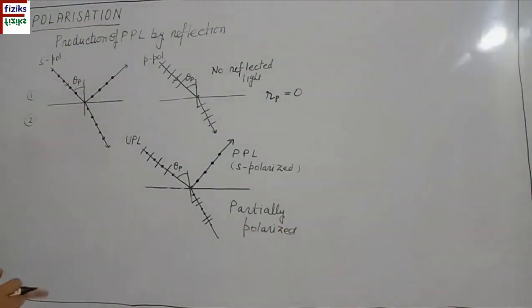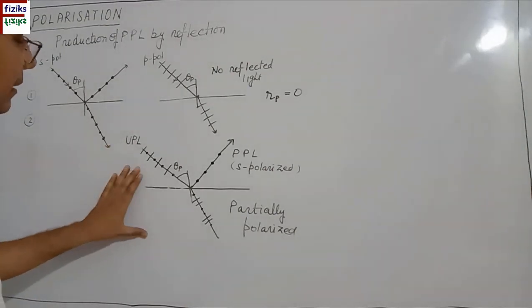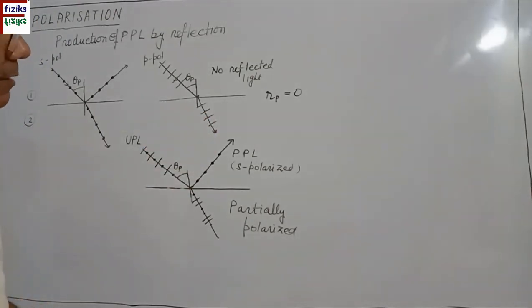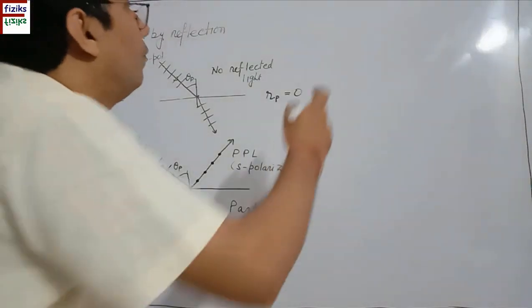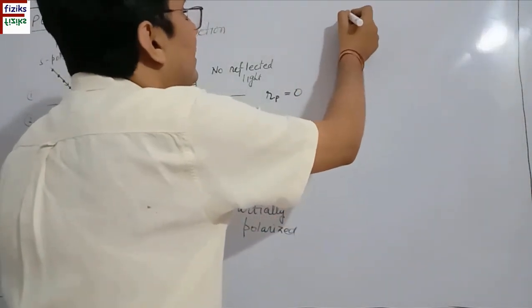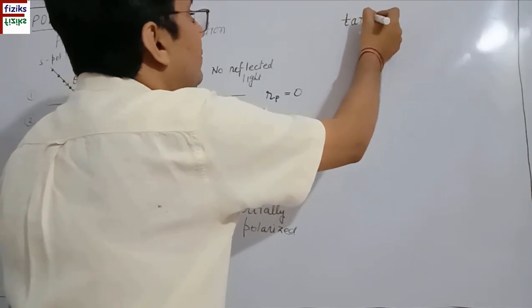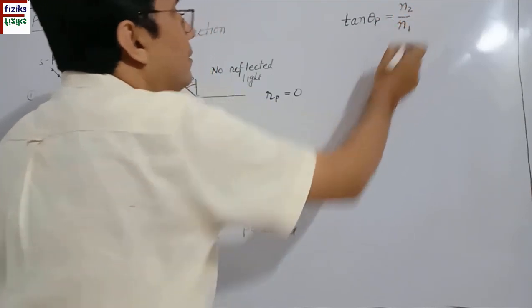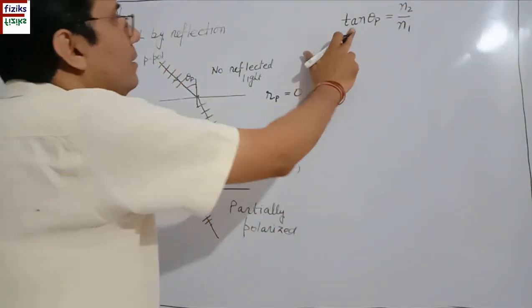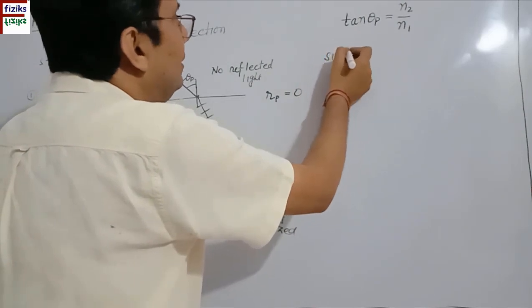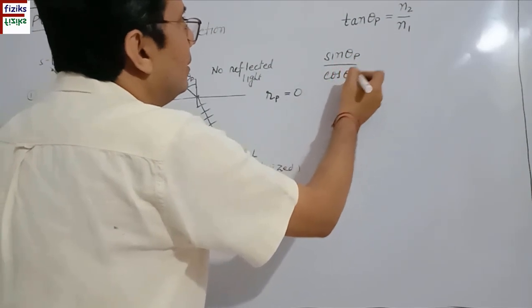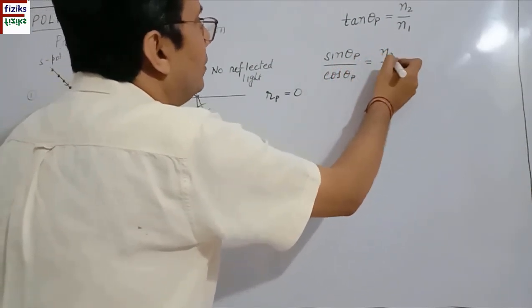So if unpolarized light is incident on an interface at Brewster angle, then in the reflected part we will get plane polarized light, and this plane polarized light will be S polarized. The formula for this Brewster angle is tan theta p equals n2 upon n1. I can also write this as sin theta p upon cos theta p equal to n2 upon n1.